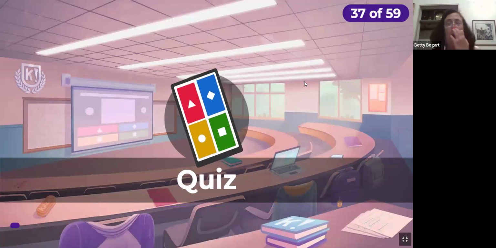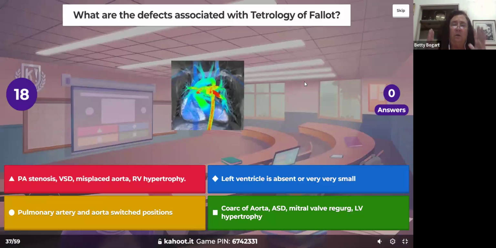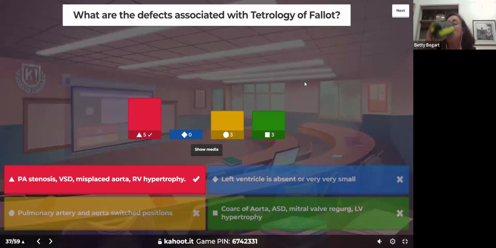That's the biggest cause. What are the defects associated with tetralogy of Fallot? Remember, it's that right side. So do you know which of these are all right-sided diagnoses? And remember, it does have that opening, that VSD between the septums, the right and the left, there's a hole between them. So it's all about the pulmonary artery, that VSD, the aorta sort of moves over. That's what that misplaced means. And remember, if blood can't go up, that ventricle will stretch. So it's hypertrophy when it gets stretched.